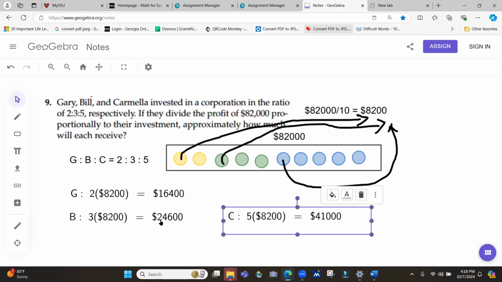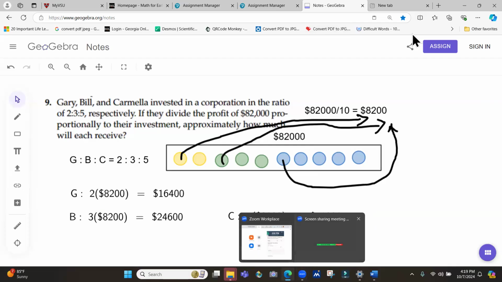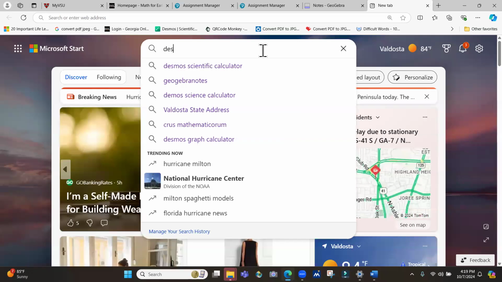And trust me, if you add the numbers carefully, 41,000 plus 24,600 plus 16,400, you should get 82,000. And it works out if you add them all up. Let me add it for you and for my own satisfaction. Okay. Let me see if I can find the calculator.